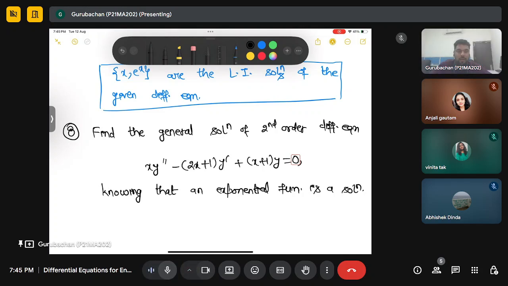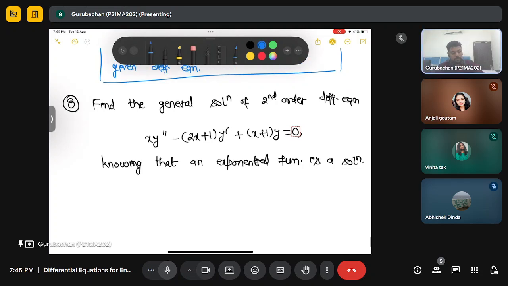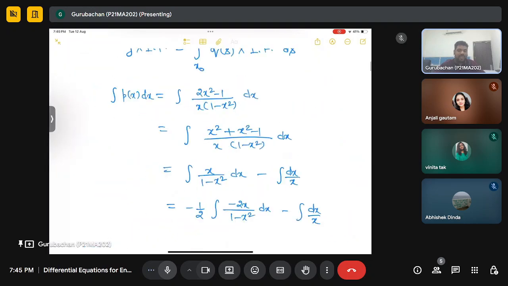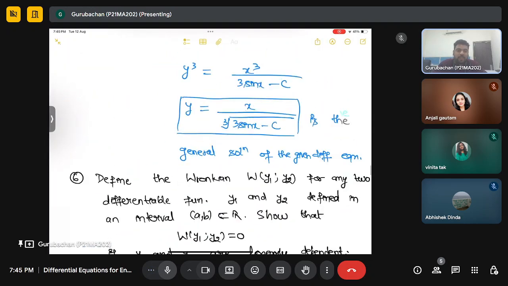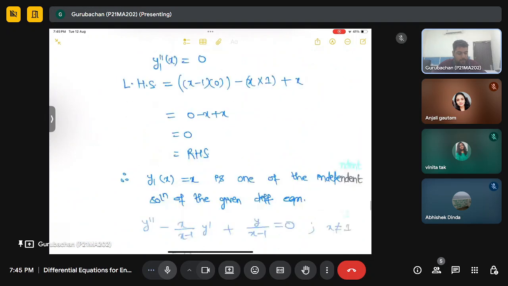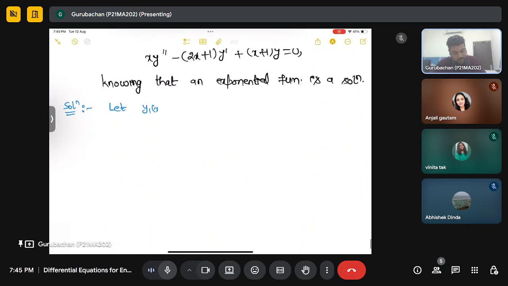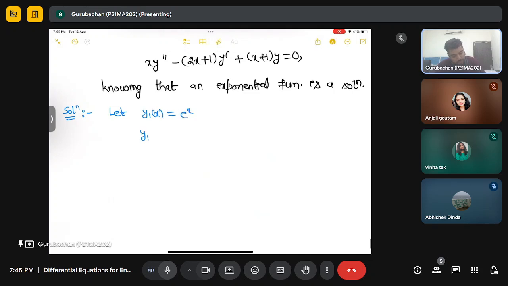So how do we find this first solution? Let us go with the simplest one. We'll first try simply y1(x) equal to e to the power x. So the derivative is again e to the power x.